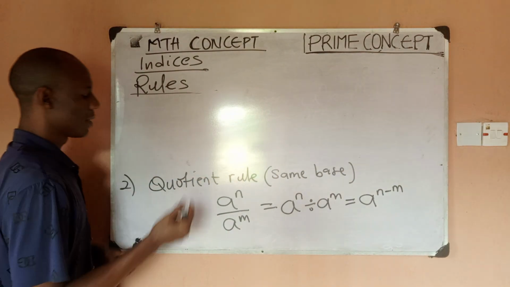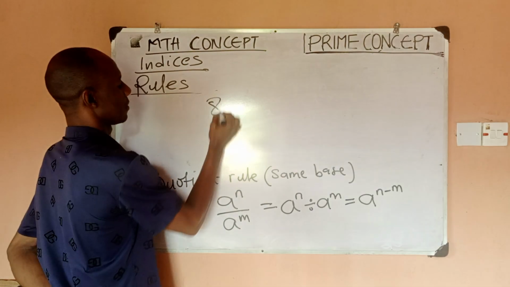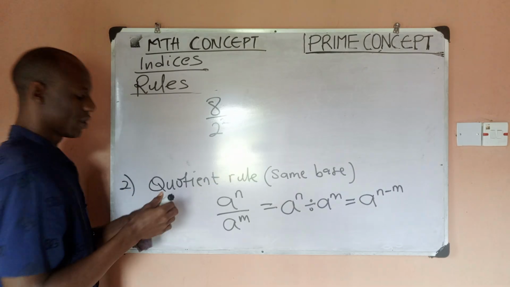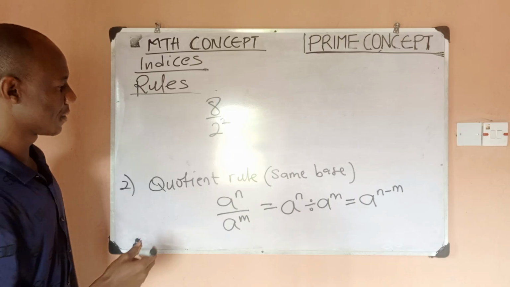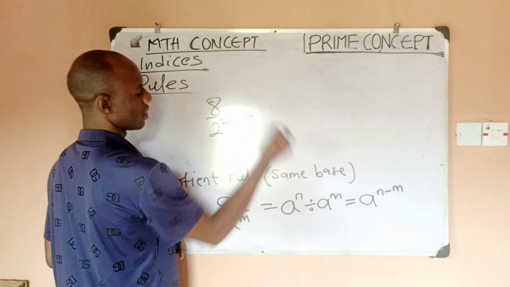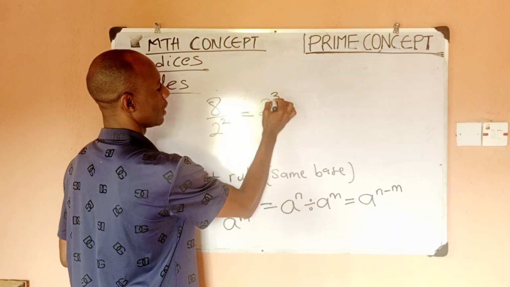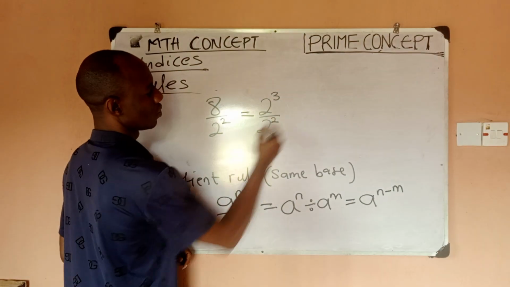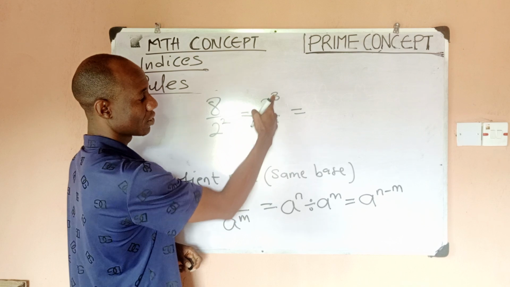Now say you have a problem like this. You have 8 divided by 2 raised to power 2. Now say we have this, of course there are so many ways to do this, but let's go the way of indices. Now this would simply be, 8 can be written, we just saw that, you can write 8 as 2 to power what? 3 divided by what now? 2 to power 2. So that since your bases are now the same, 2 and 2, you can subtract.